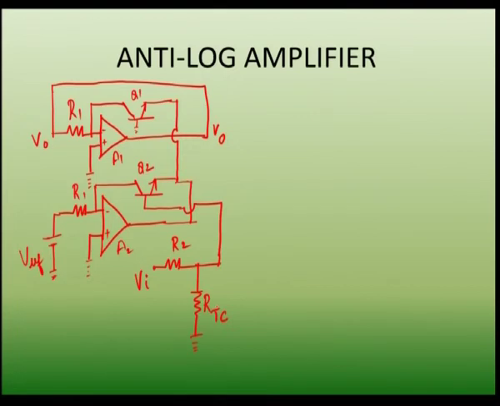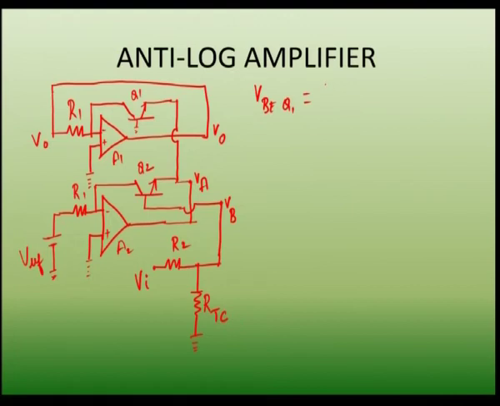So, now we are going to derive the output of the circuit. So, consider this as VA and this as VB. Okay. So, here what is VBE of Q1?